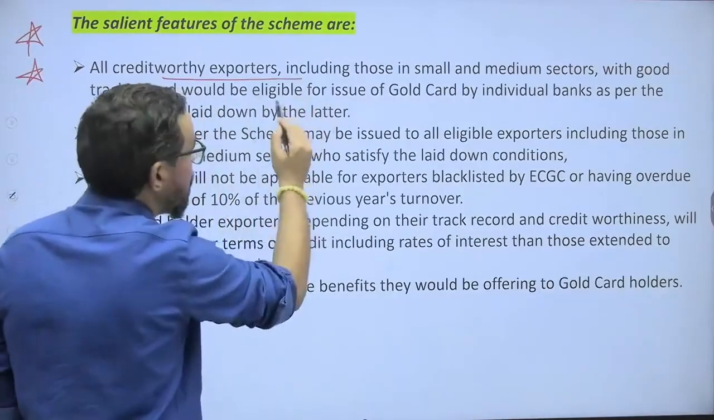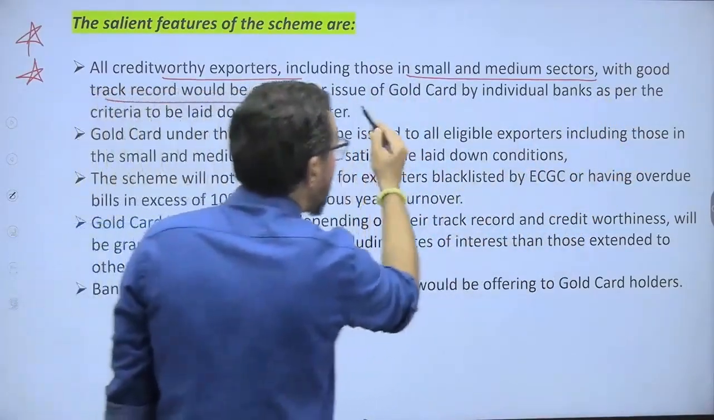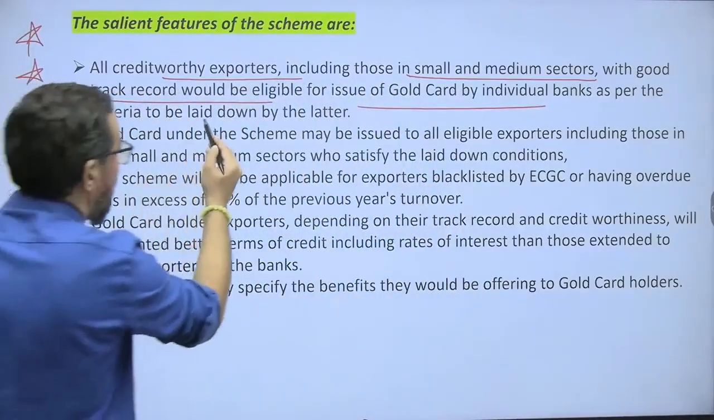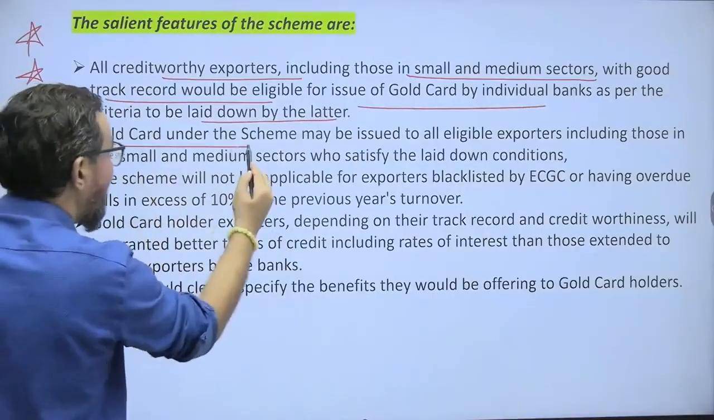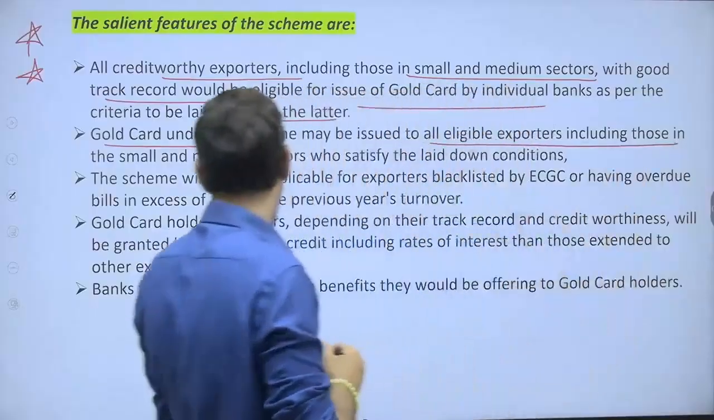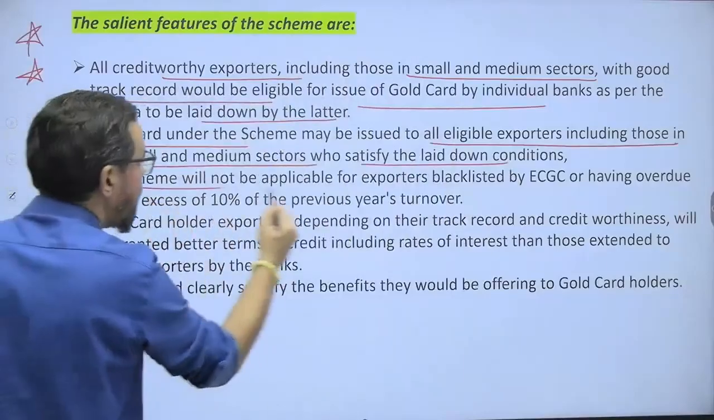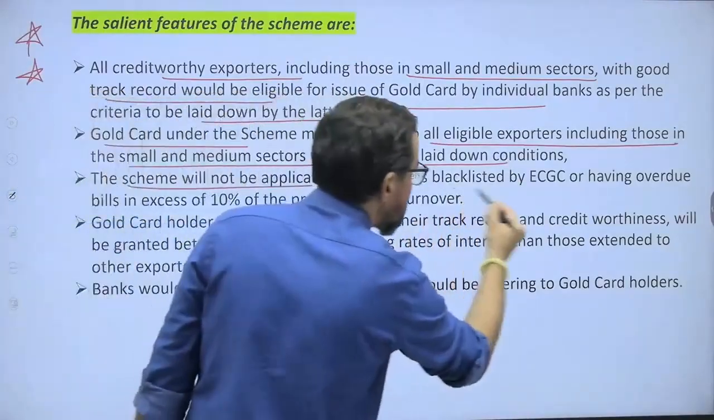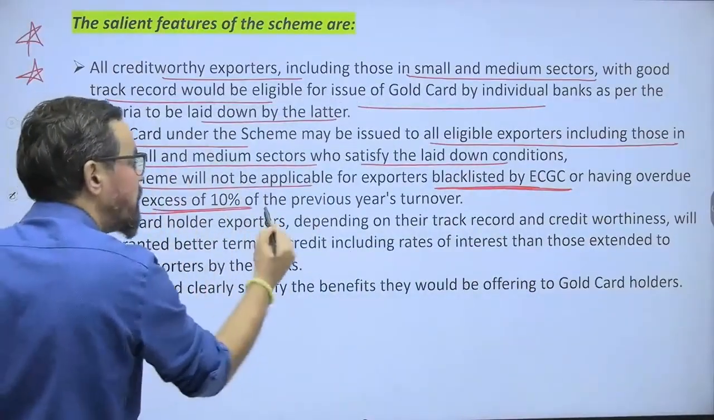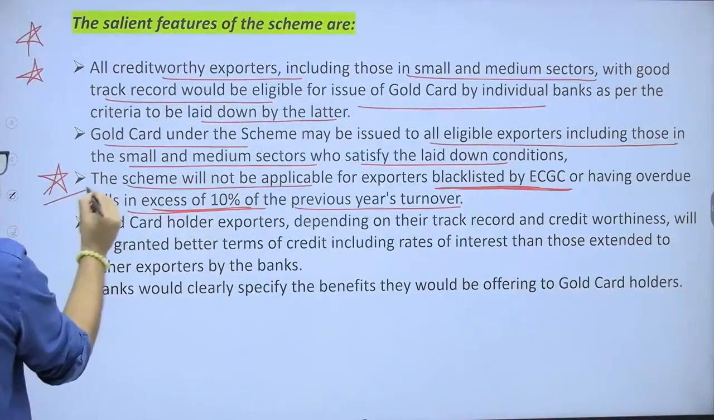All creditworthy exporters, including those in small and medium sector with a good track record, would be eligible for issue of gold card scheme by individual bank as per criteria laid down by the latter. Under the scheme, banks may issue gold cards to all eligible exporters, including those in the small and medium sectors, who satisfy these conditions. The scheme will not be applicable to exporters blocklisted by ECGC or having overdue bills in excess of 10% of the previous year's turnover. Very important statement. ठीक है, ये statement is very important.